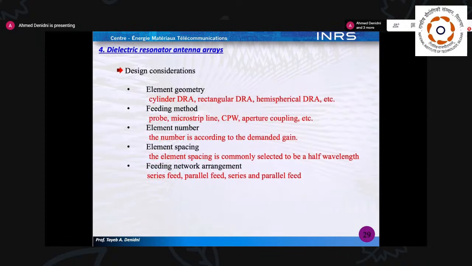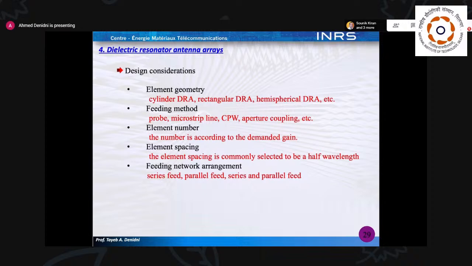Now, I present some design considerations. The first one is the element: the geometry of the element can be cylindrical, rectangular, hemispherical, etc. Another consideration of the array is the feeding technique. It can be a probe, microstrip line, CPW, or aperture coupling. We present a brief definition and description of these types of feeding, and also the number of elements, which is fixed by the demanded gain.